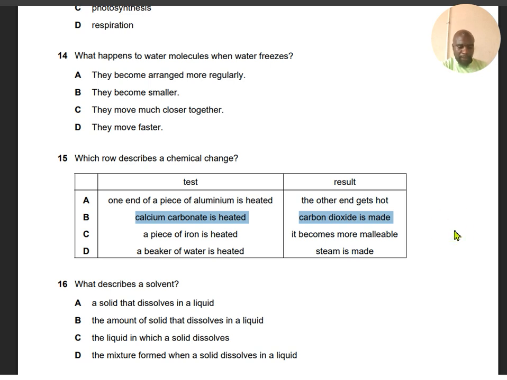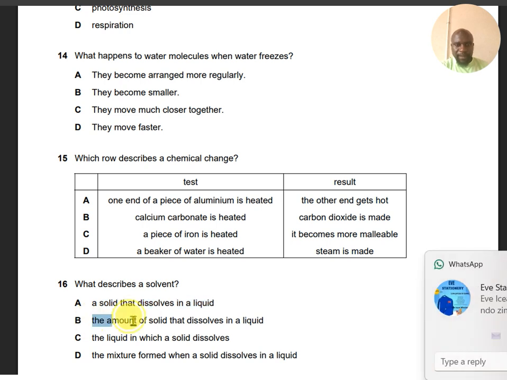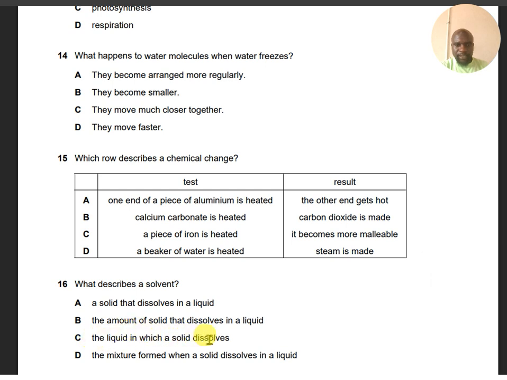Number 16. What describes a solvent? Let's check the answers. A solid that is dissolved in a liquid? No, a solvent is the one which allows other things to dissolve within it. B, the amount of solid that dissolves in a liquid, not as such, but the liquid in which a solid dissolves exactly. It has to allow something to dissolve in it. That is a solvent. So this is the correct answer, number 16.